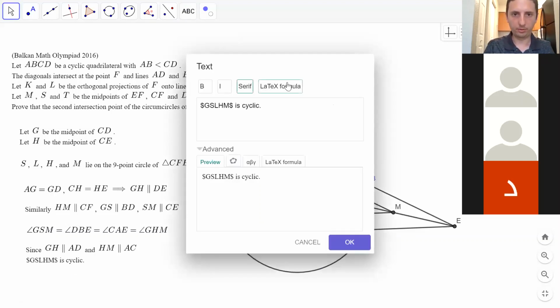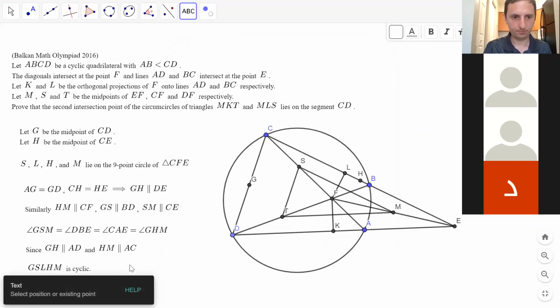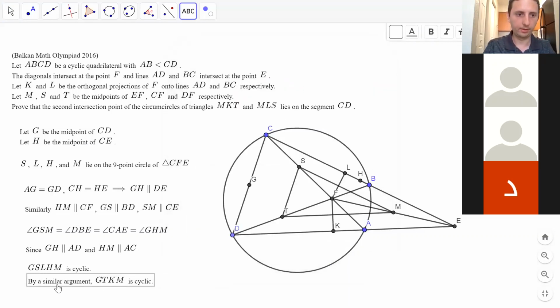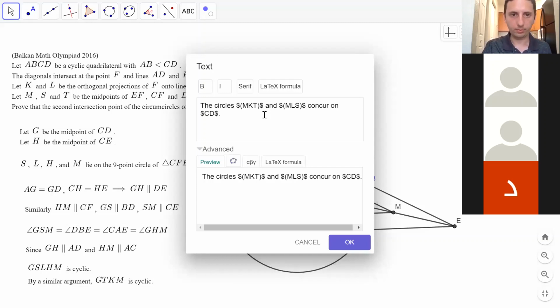And then similarly, by a similar argument, GTK is cyclic. And so the circumcircles of MKT and MLS concur on CD. All right, so I'm going to move on to the next one.